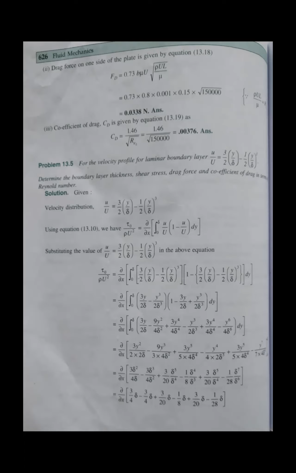we will get this value as dou by dou x of 39 by 280 into delta. That is the momentum thickness value, 39 by 280 into delta. So that value you can have after many manipulations. So you see this 39 by 280. And this has been asked for momentum thickness calculation also.